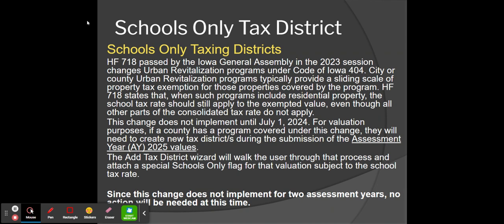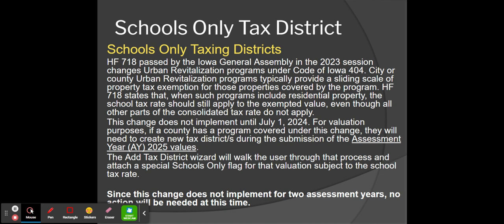So, for valuation purposes, when we're talking about the county auditor's side of this process, if a city or the county for that matter has an urban revitalization program that's going to be affected by this change, we're going to see that come into play with the assessment year 2025. So essentially 2 years from now. There's going to be a requirement to create some new tax districts during the submission of those 2025 values if somewhere in your county you have a residential urban revitalization program that's going to fall under this new requirement.